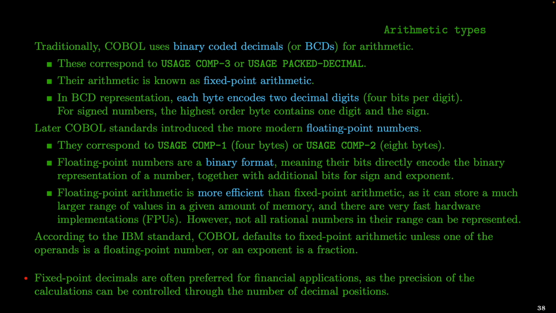In financial applications, fixed point decimals are often preferred, at least were often preferred in COBOL times, as the precision of these calculations can be controlled through the number of decimal positions that we specify for the binary coded decimal representation. But on the internet you can find lengthy debates on the advantages and disadvantages of fixed point versus floating point numbers. I don't want to get into that here, but you can Google it for your entertainment.